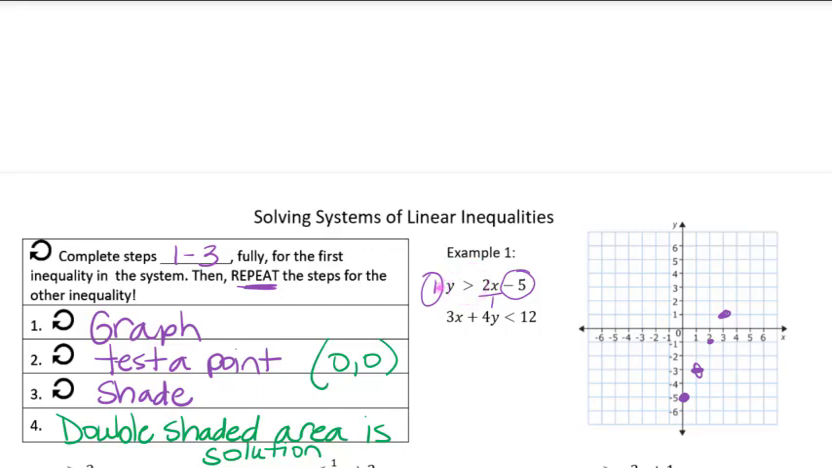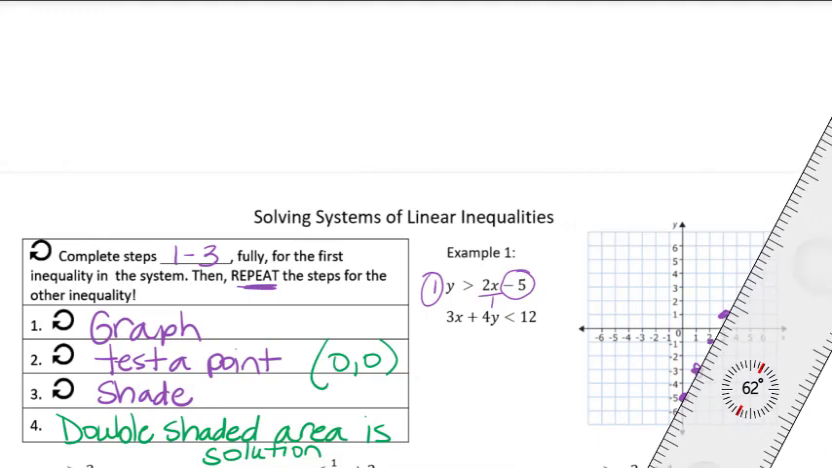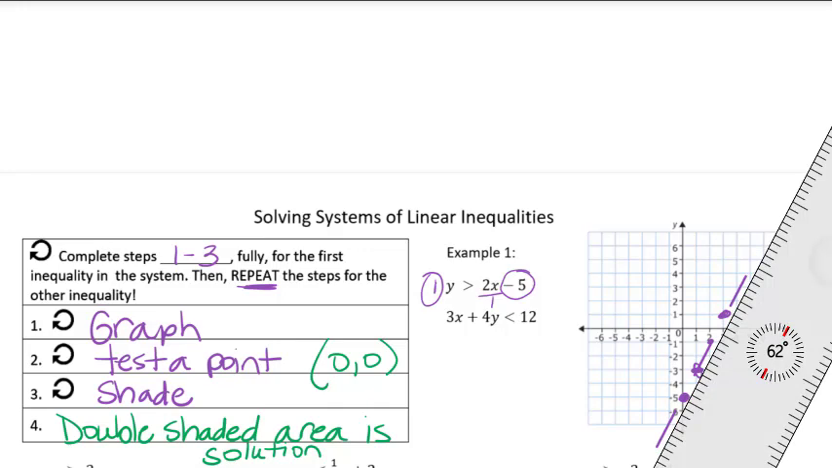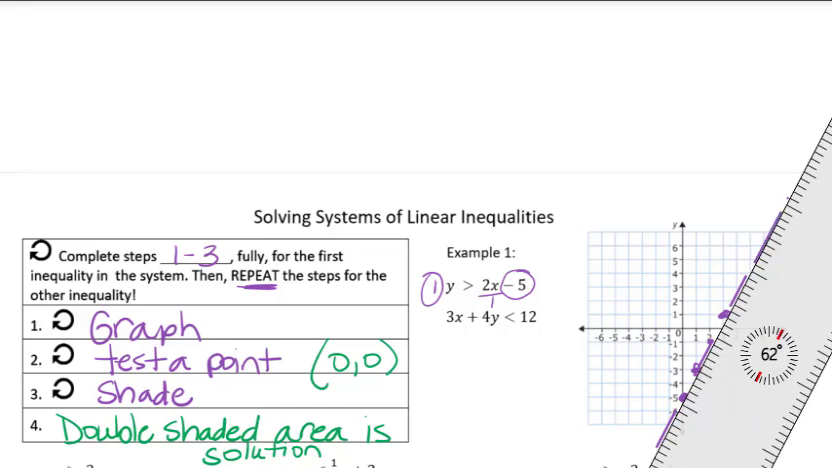Okay, and before we connect it, we have to decide if it's solid or dashed. And this symbol is greater than. It does not have the equal to. So that means we are going to have to use a dashed line for this graph. So make sure you pick up your pencil.